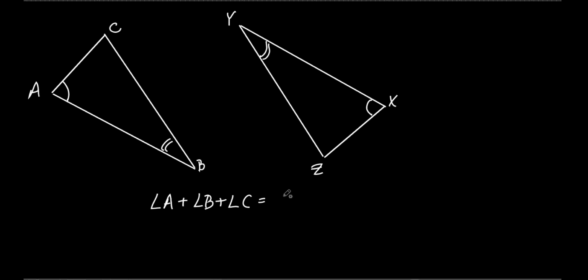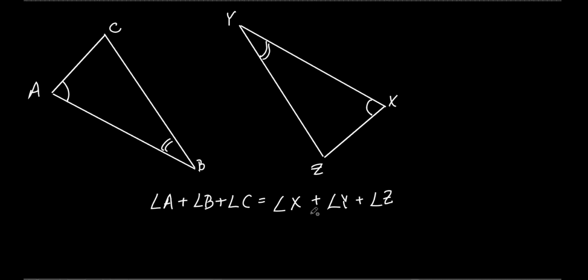So I could write angle A plus angle B plus angle C equals, what do you think here? Angle X plus angle Y plus angle Z. You could do that with any triangles, couldn't you? Any two triangles. Doesn't matter what they look like. They don't have to be congruent or anything.